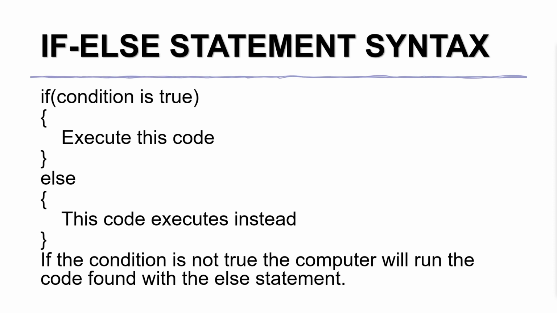The way that this is set up is you first check to see if a condition is true, and if it is, we can execute some specific code. If that is not true, we execute some other code instead. So for instance, let's go back to our umbrella example. If it's raining, bring an umbrella. Otherwise, bring your sunglasses. So you're either taking an umbrella or you're taking your sunglasses. It's one or the other.